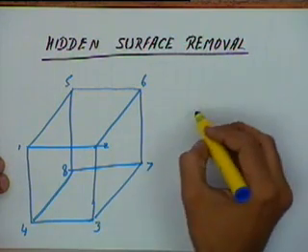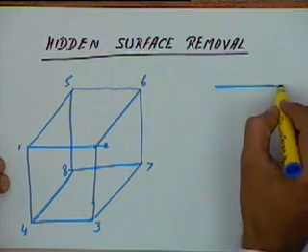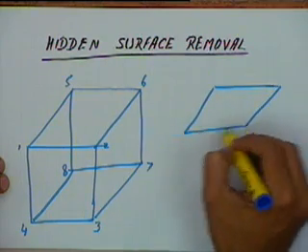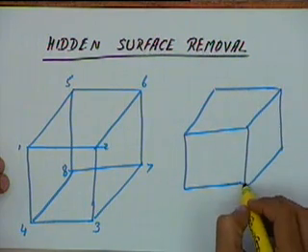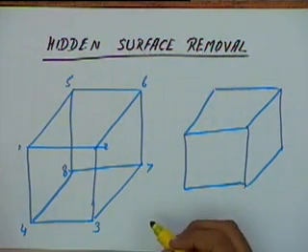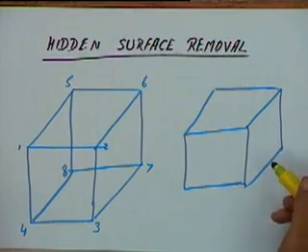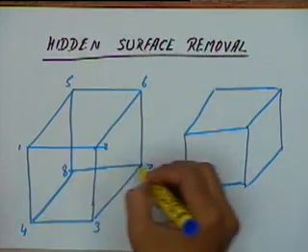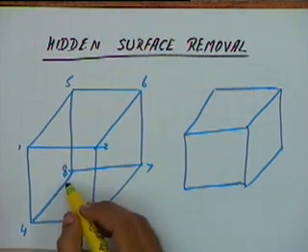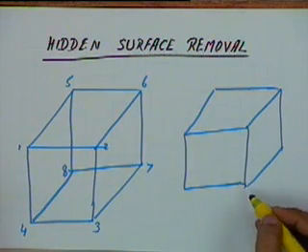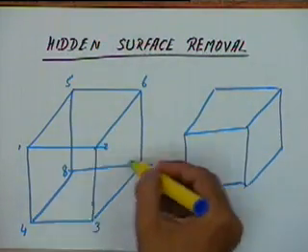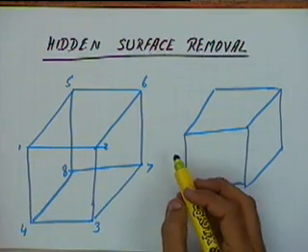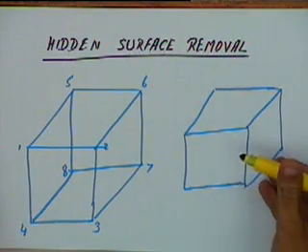Instead of this, if I just draw a view like this, things will be much clearer. Since I have not drawn the faces or the edges which are hidden, clarity is much more. So what we have to do is, whichever are the hidden edges or the hidden faces, they should not be drawn.